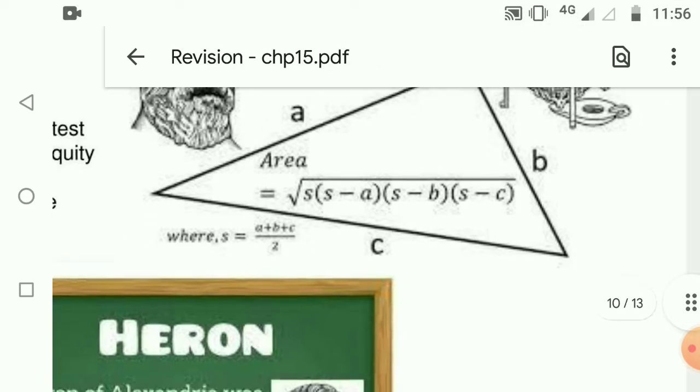You can see A, B, C. It is not compulsory that this side should be A only, or this side B only. You can do it any way. Any side of a triangle can be taken as A, any side as B, any side as C. You add all the sides and then divide by 2. You will get the value of S. That is called semi-perimeter. Then you can find the area of the triangle, that is, square root of S into (S minus A) into (S minus B) into (S minus C). A, B, C stand for the sides of the triangle, whatever measurements are given.